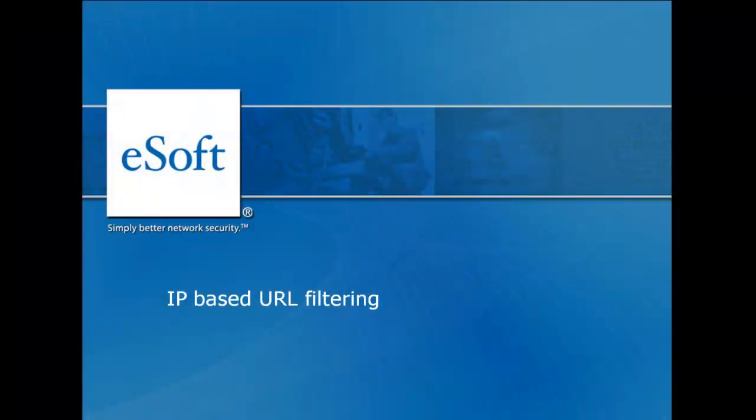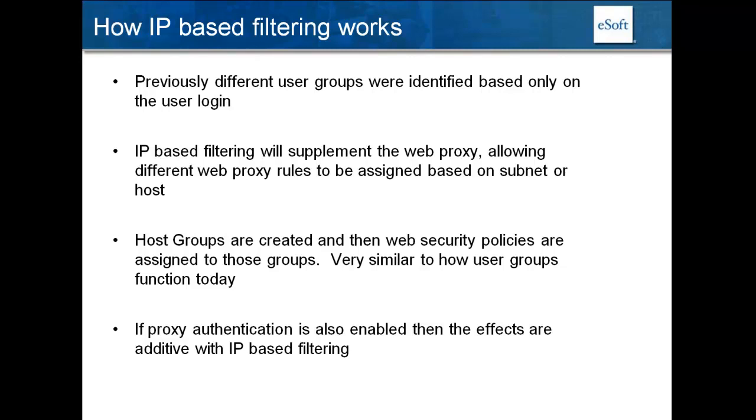The other thing that we've added is the ability to do URL filtering based on IP address. Previously, the only way for us to distinguish one user from another was to do it based on a login name, whether that was an Active Directory login name or a locally created user on the InstaGate or ThreatWall. But now we can do it based on IP address.